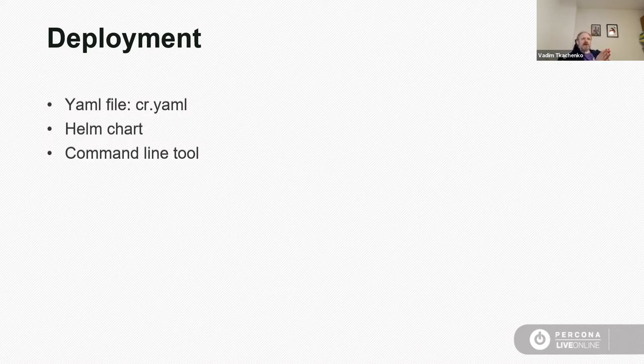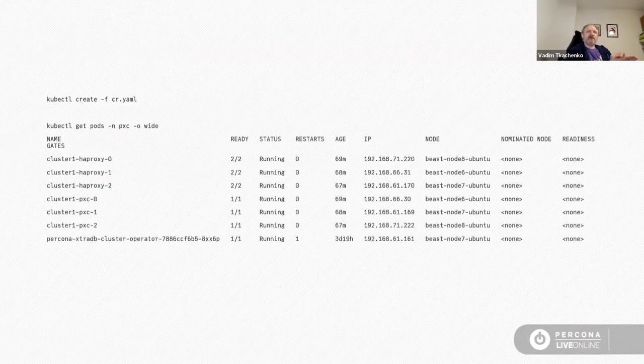We recently provide Helm charts to automate Kubernetes deployments. And also we provide a command line tool, which greatly simplifies the deployments, but is somewhat less flexible than just editing YAML files. So if you have your YAML file, you execute kubectl create, and eventually you will see this picture, which you can guess a lot of going on here.